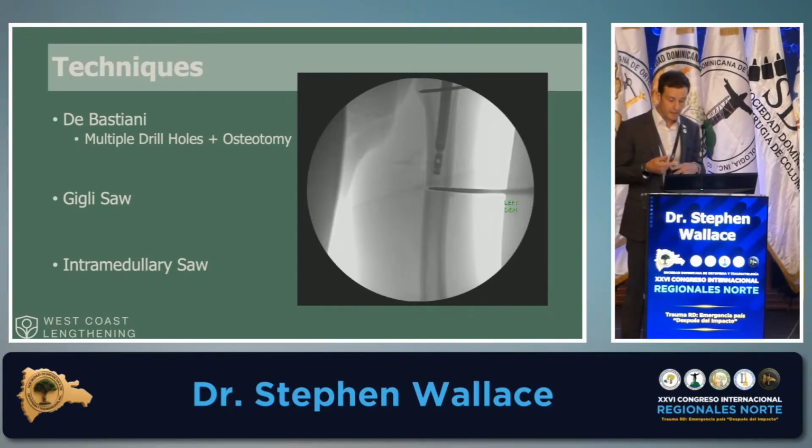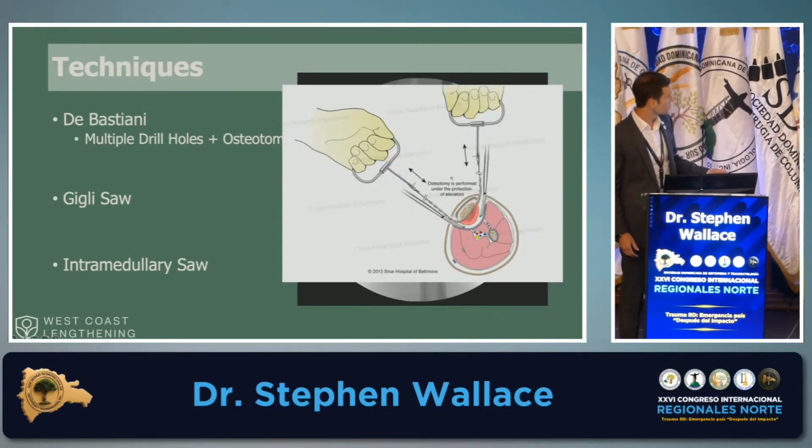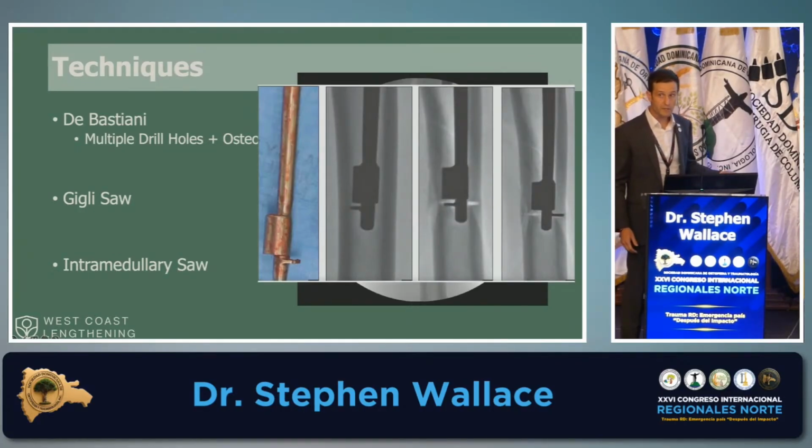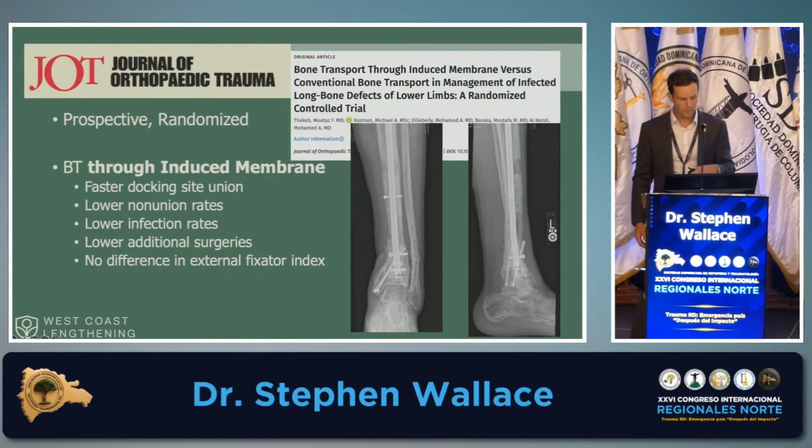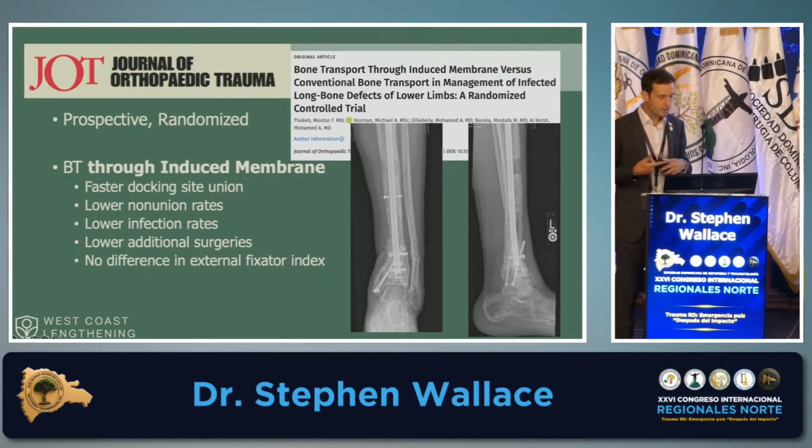So here, techniques for making an osteotomy. Traditionally, I was taught with the de Bastiani technique, multiple drill holes completed with an osteotome. There's some other ones that I'm not trained in, but I think are useful. Would be the Gigli saw, and in some cases an intramedullary saw. Can be very percutaneous.